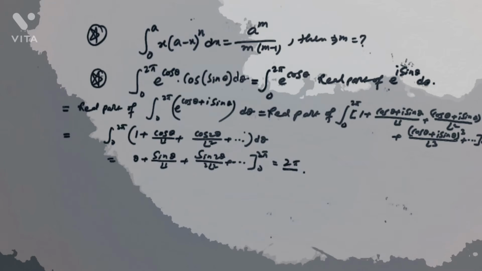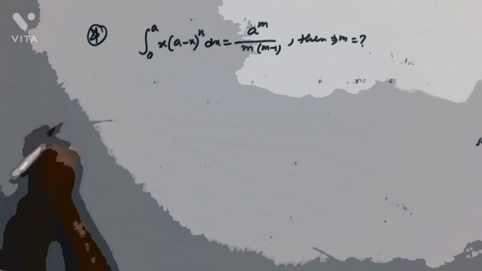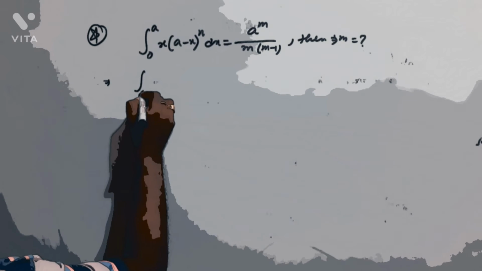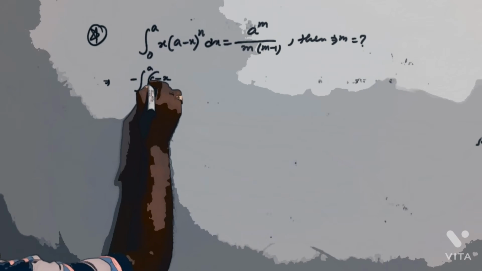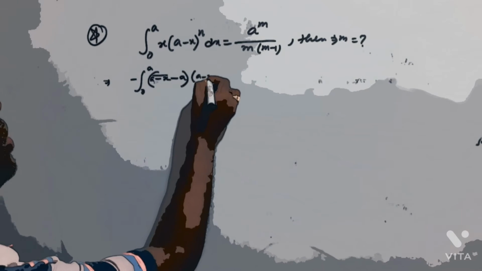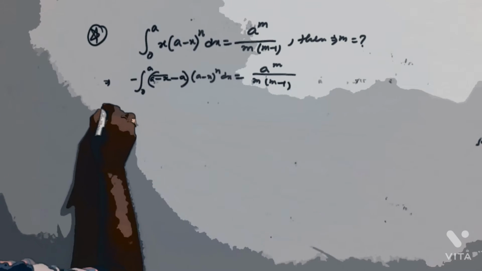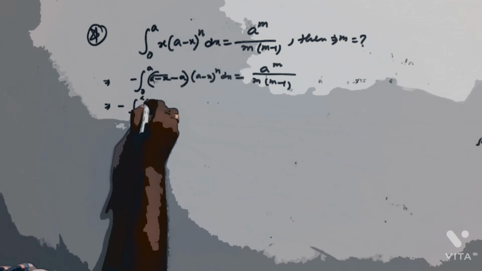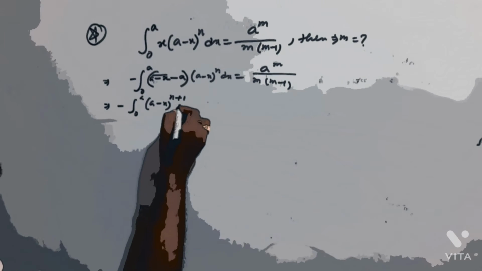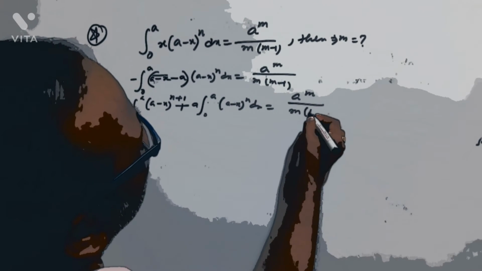Next problem. The integral is from 0 to a of x^m (a − x)^n dx. Here we multiply by minus x, so write x as minus (a − x) plus a, and then we get the form: minus the integral of (a − x)^(n+1) dx plus a times the integral of (a − x)^n dx, and this equals a^(m+n+1) by m into (m − 1).